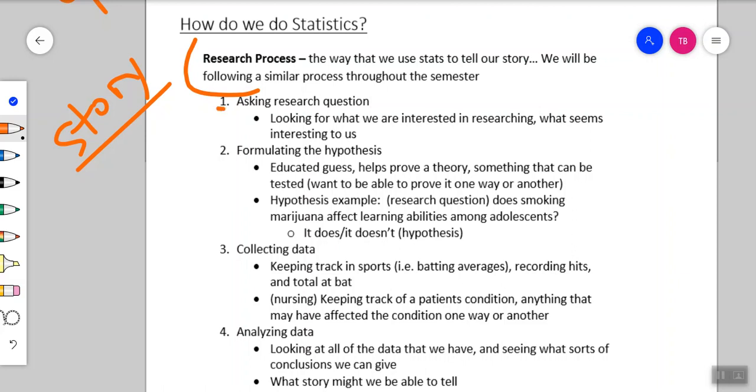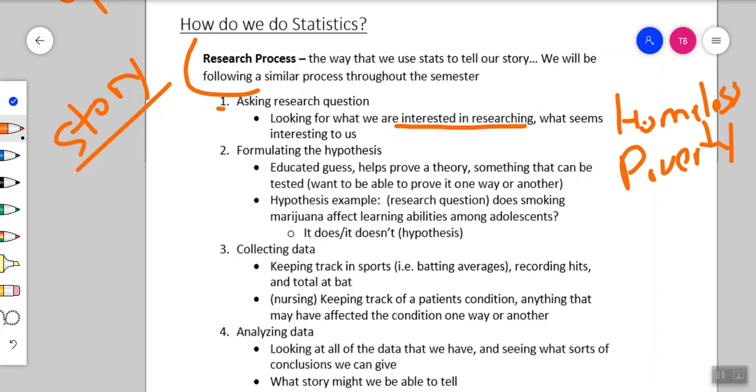But step one is asking a research question. One of the first things you want to do before you ever embark on a statistics story or try to find an answer to something is ask a research question. Specifically, what are you interested in researching? What seems to be interesting to you, to me, or to us? Some of the topics we talked about in the intro were homelessness or poverty. So maybe it's a topic we're interested in.